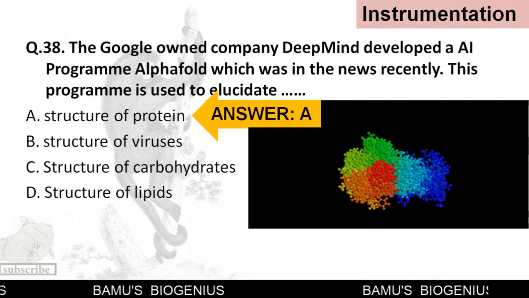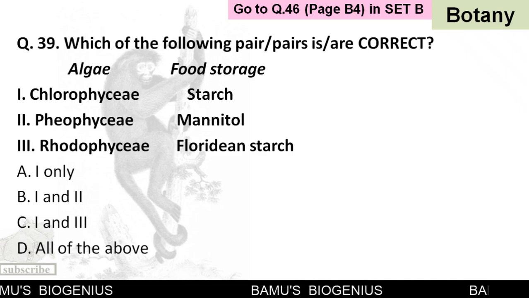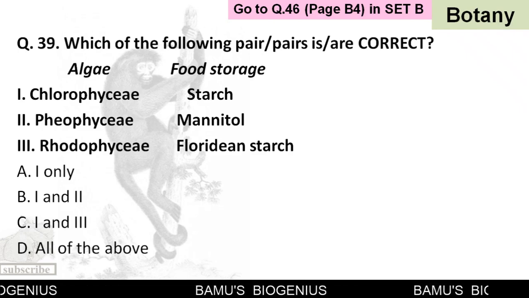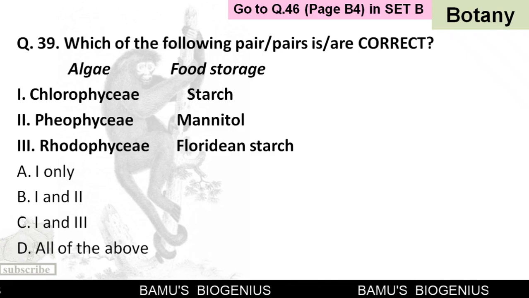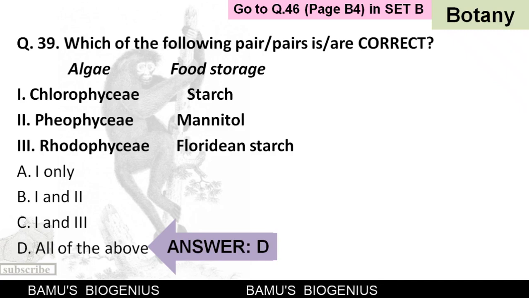Then question number 39. Which of the following pairs are correct? These pairs are in between algae and food storage. So if algae is a chlorophyce, food storage is a starch. Pheophyce, food storage is a mannitol. Rhodophyce, food storage is a floridian starch. So, whether these pairs are correct or not. See, the answer is all of the above are correct. So this is a question number 39 from set A.